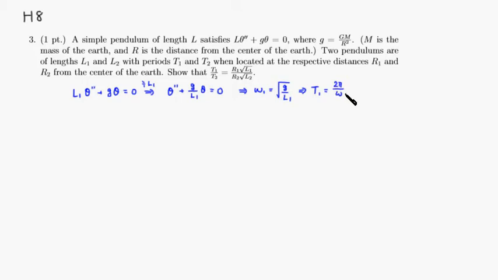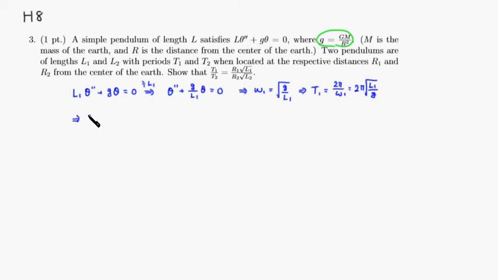over omega 1. Dividing by this is the same as multiplying by the reciprocal, so it's going to be 2 pi times the square root with L1 on top and G on the bottom. Once you have that, we have to take G into consideration. So I'm going to go down here.